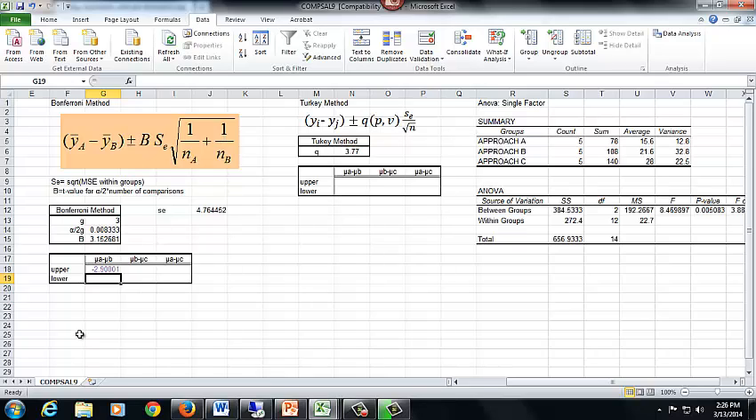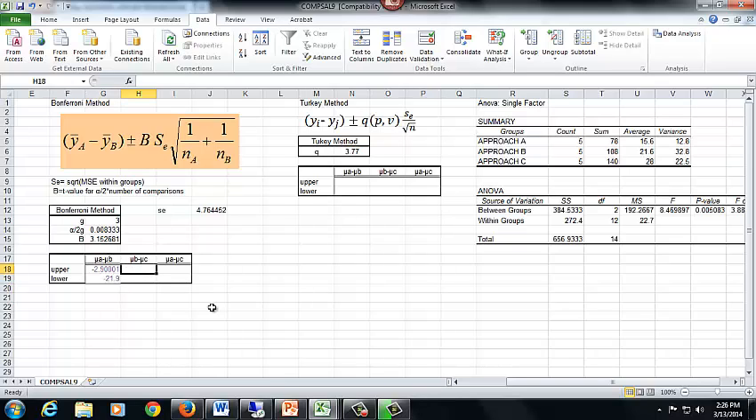And then I'm going to repeat the same process. So I'm just going to be lazy and Control C to copy these numbers, Control V, paste them in there down there. But for my lower bound now, it's going to be negative. Okay, so this is comparing approach A and approach B.